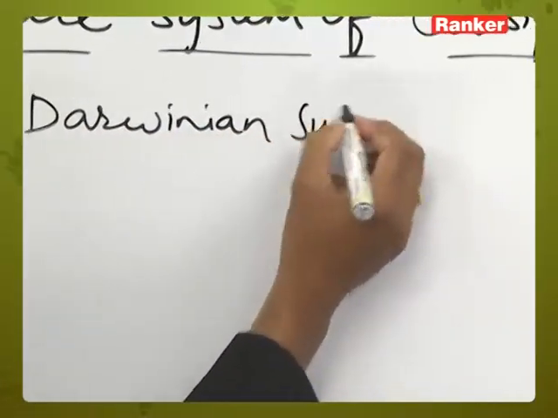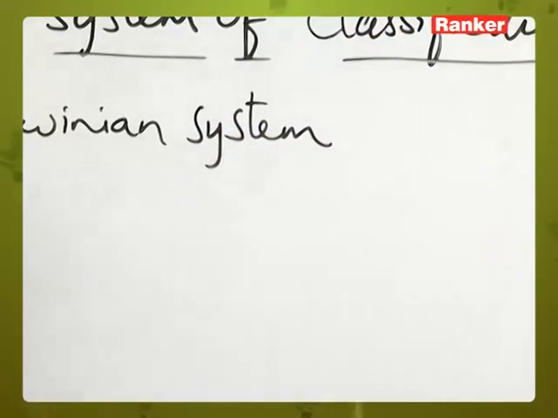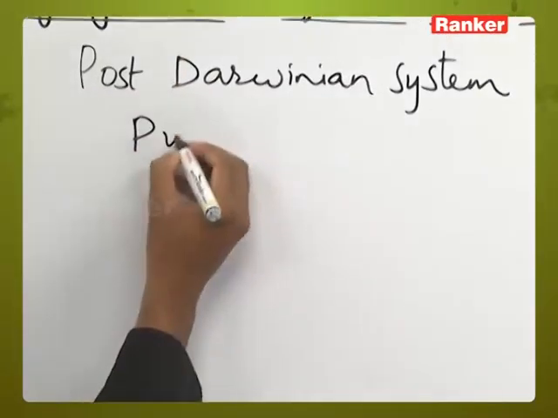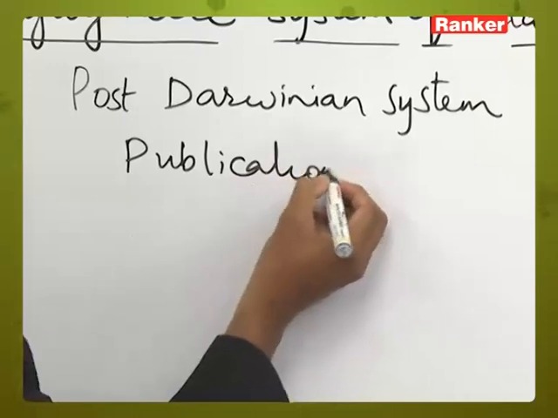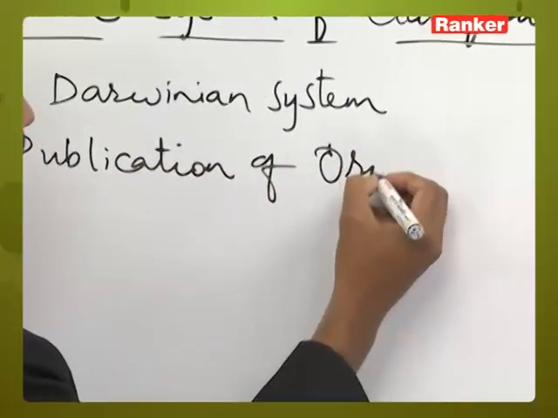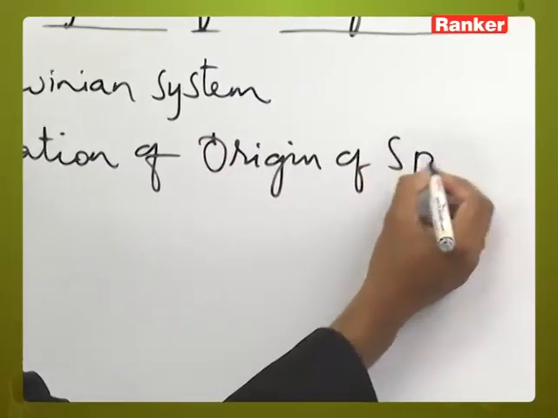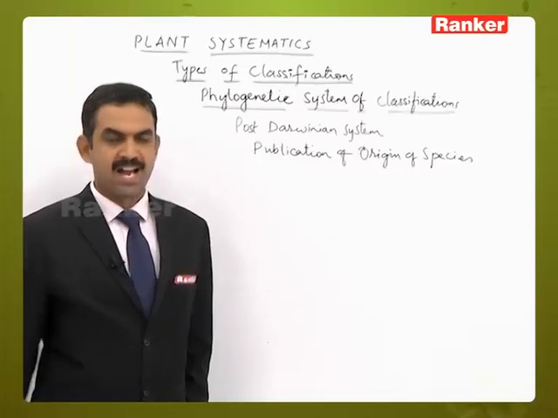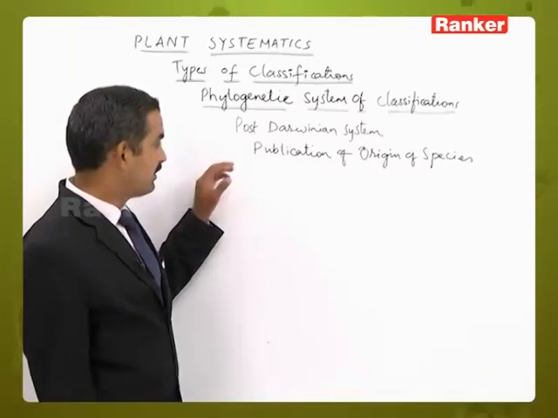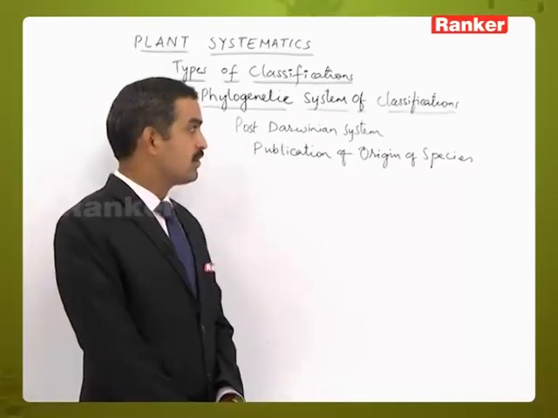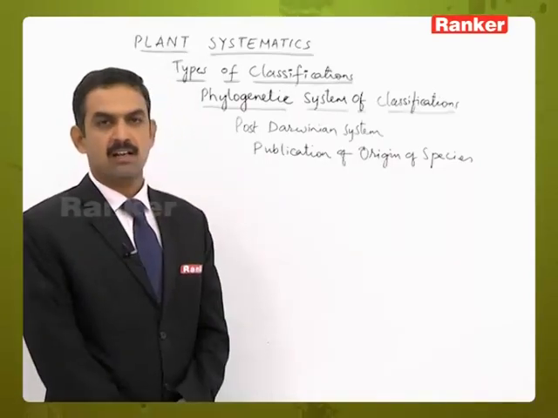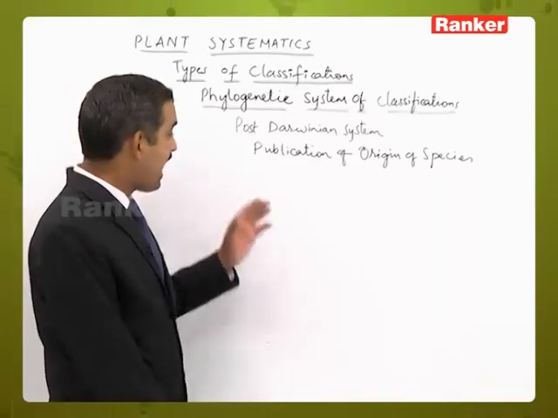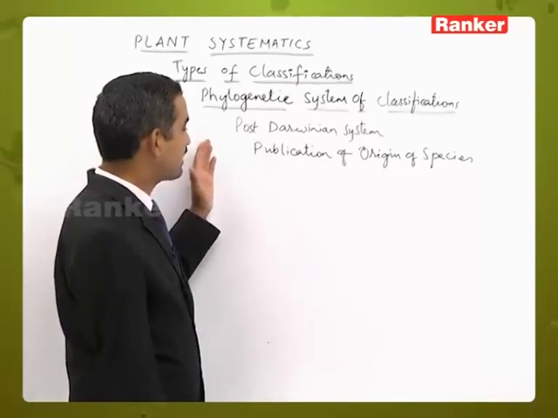Why is it called a post-Darwinian system of classification? These systems were given after the publication of Origin of Species by Darwin. And we know that Darwin had proposed the natural theory of evolution. So after the proposal of the theory of evolution, these phylogenetic systems have been given. That's why we call them post-Darwinian systems of classification.